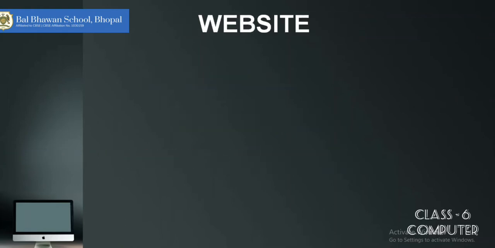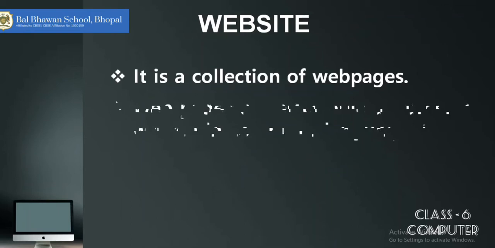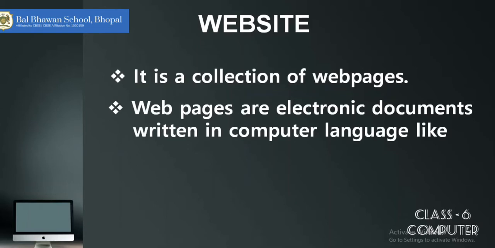Let's start with website. What is a website? You must have heard this term number of times. A website is a collection of web pages. Now, what exactly is a web page? A web page is an electronic document written in computer language like HTML. HTML stands for Hypertext Markup Language. So, multiple web pages are combined together and they form one complete website.